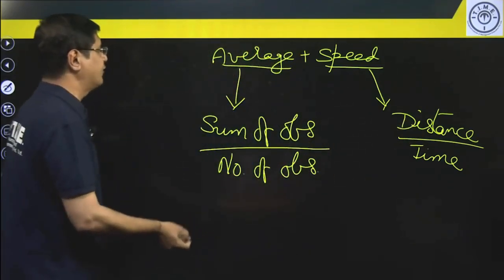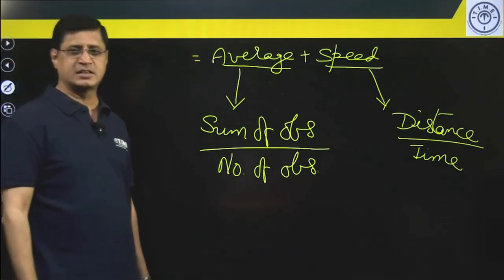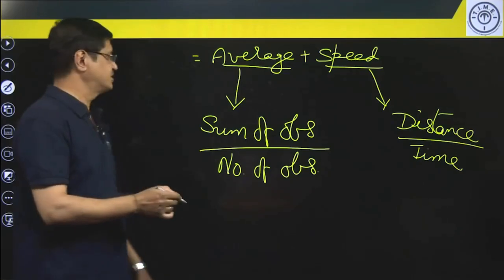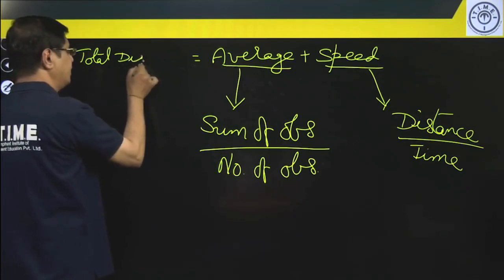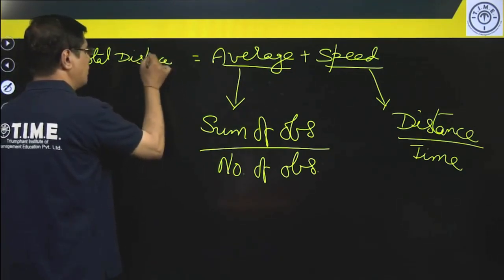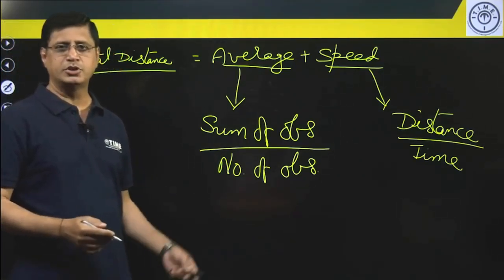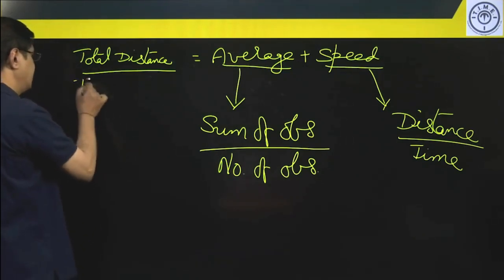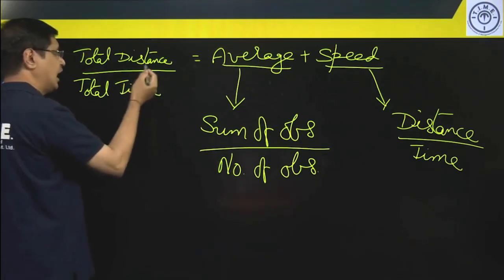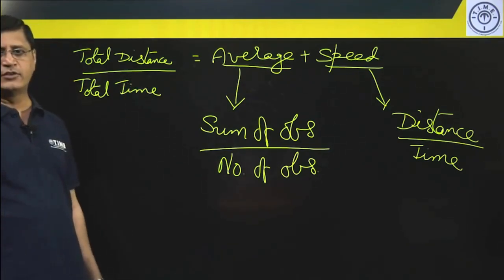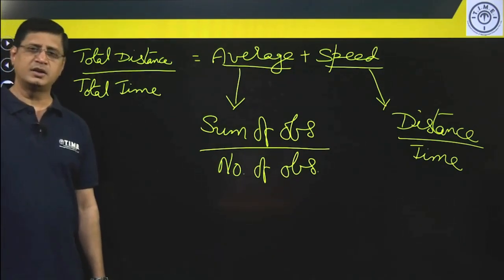So what is the formula for average speed? The basic formula for average speed is equal to the sum of the distances. Sum of the distances means total distance. That is called the sum of the distances. Now what about the number of observations? Number of observations means the number of time periods, means the total time. So total distance by total time is equal to average speed. We can find the average speed by using the formula total distance by total time.